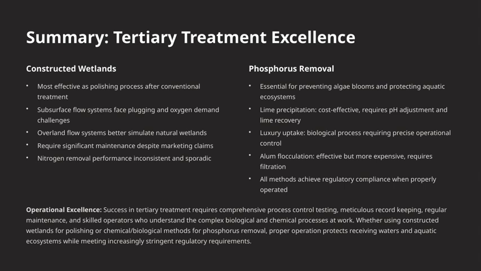Now, moving on to phosphorus removal, this step is crucial for preventing algae blooms and protecting aquatic ecosystems. One cost-effective method is lime precipitation, which requires pH adjustment and lime recovery. There's also luxury uptake, a biological process that can be very effective but needs precise operational control to work well. Alum flocculation is another option. It's effective, but tends to be more expensive and requires filtration to remove the floc. The key point is that all these methods can meet regulatory requirements, but only if they are properly operated.